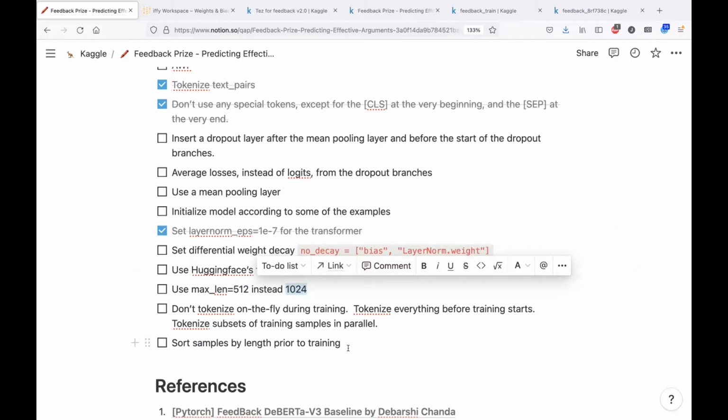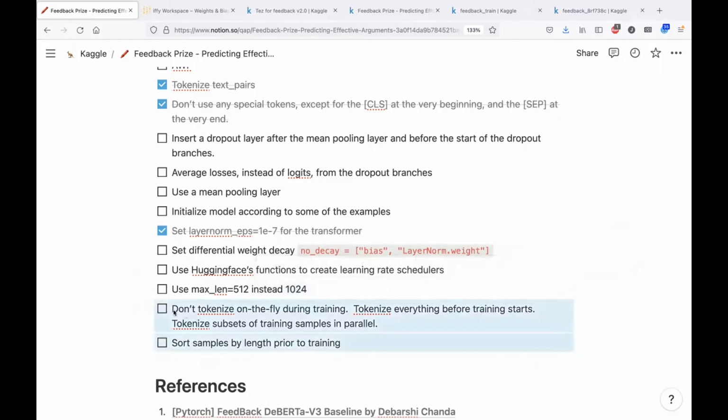And also he tokenizes everything beforehand, instead of doing it on the fly. I'm guessing this just speeds things up instead of improving the performance, but I'm not sure. If I have time, I might also try this.